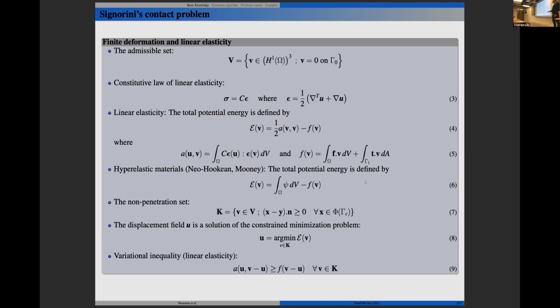And in the case of linear elasticity, this problem is also equivalent to a variational inequality here. By using the properties of the application, we can use Stampacchia's theorem in order to prove the existence and the uniqueness of a solution, always in the case of linear elasticity.